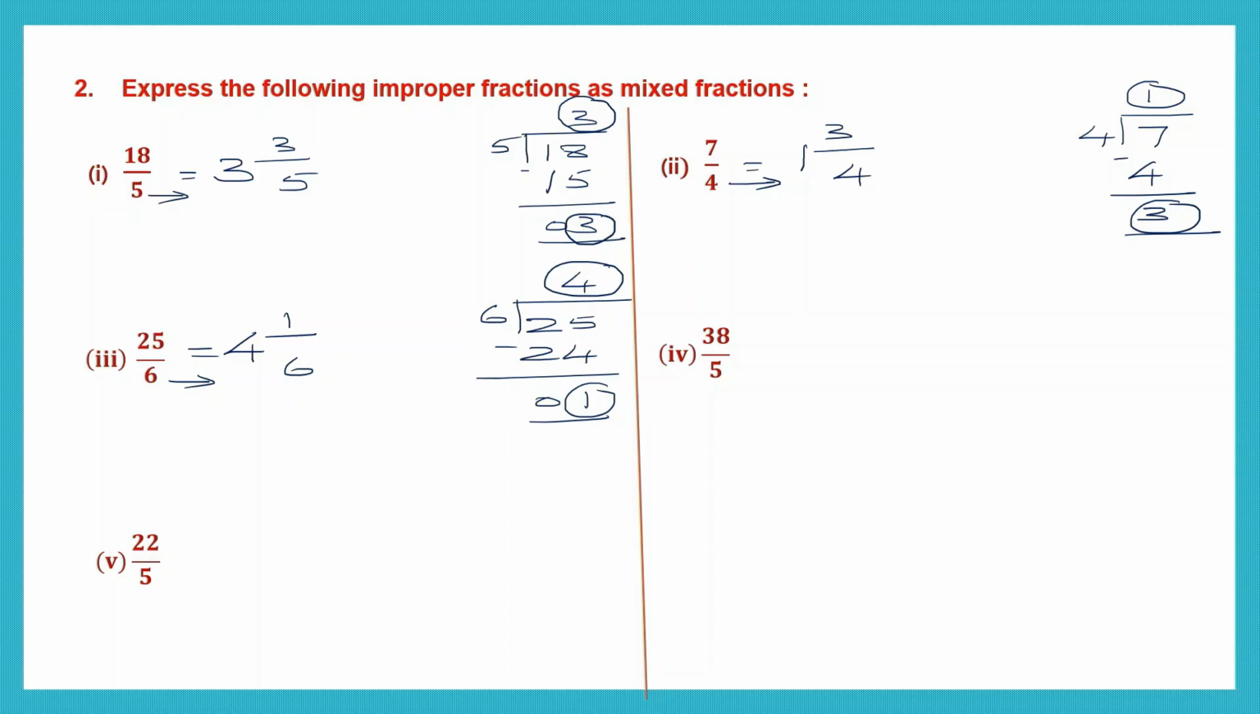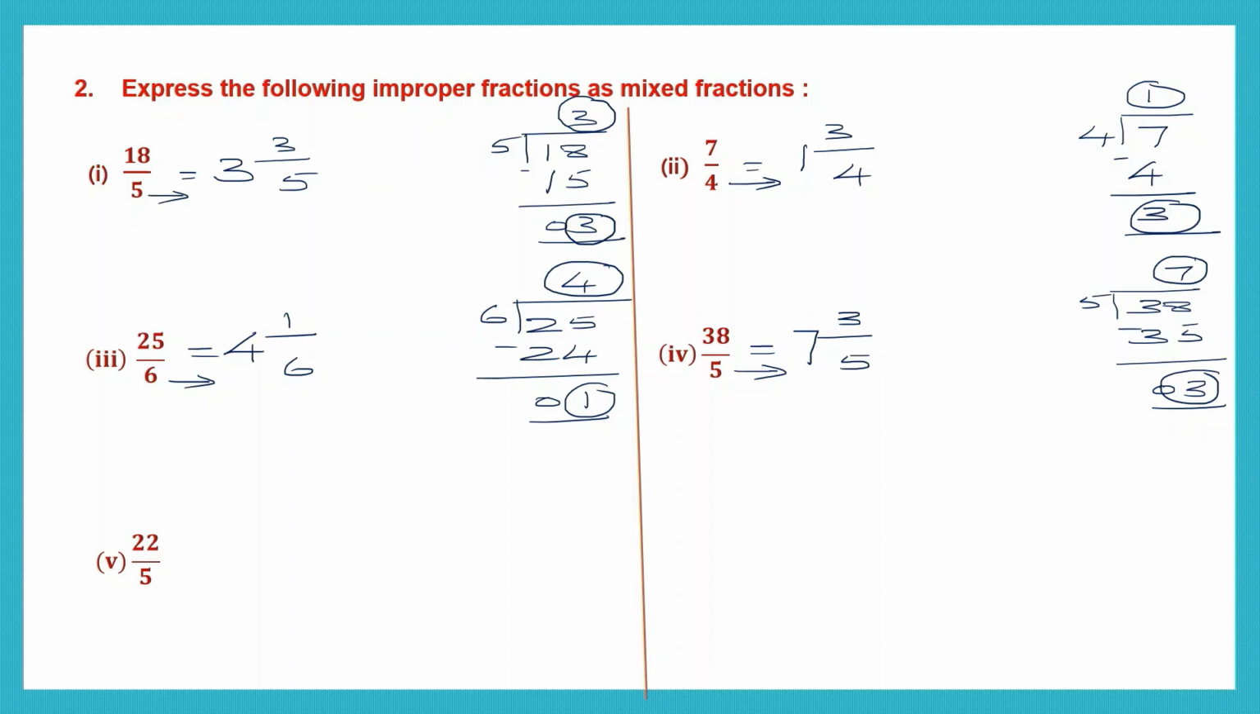Question 4, 38 by 5. Let's divide 38 by 5. 5 sevens are 35. Minus, 8 minus 5 is 3, 0. So here the quotient is 7 and that is going to become the natural number. The remainder is 3 and that is going to become our numerator. Denominator is 5. So what is our answer? 7, 3 by 5.